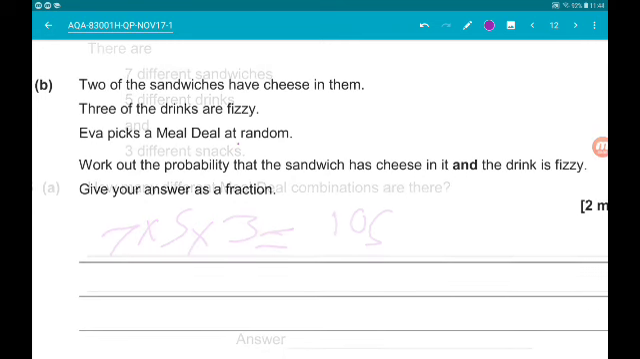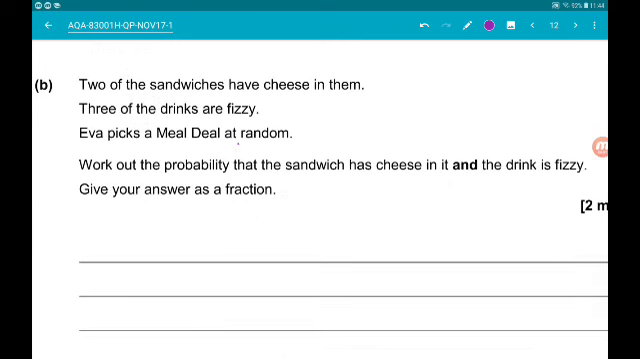So we've got 105. Okay, then for part B we are told 2 of the sandwiches have cheese in them. 3 of the drinks are fizzy. Either picks a meal deal at random. We want to work out the probability that the sandwich has cheese in it and the drink is fizzy, giving our answer as a fraction. So what we want to do is work out the total number of combinations where she could pick a sandwich with cheese in it, a fizzy drink, and then a snack.